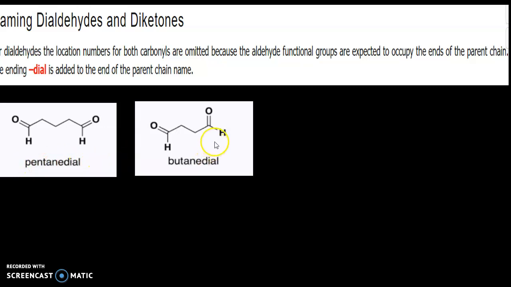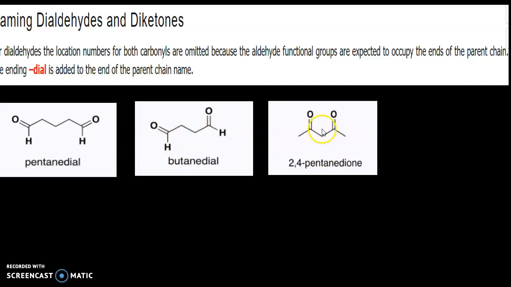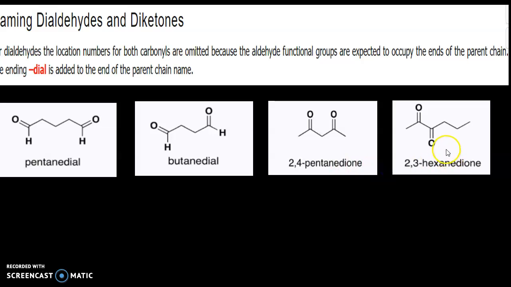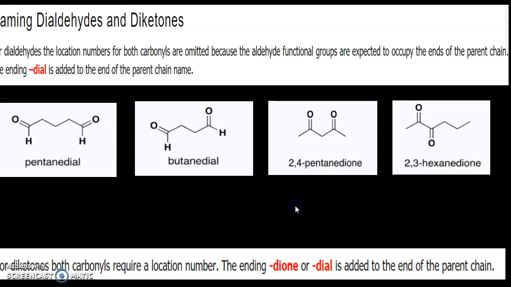Similarly, the name of this compound will be, 1, 2, 3, 4, butanedial. This will be 1, 2, 3, 4, 5, so 2,4-pentanedione. Okay, I think you are understanding this. Similarly, this will be 1, 2, 3, 4, 5, 6, so 2,3-hexanedione will be the name. So for diketones, both carbonyls require a location number. The ending dione or dial is added to the end of the parent chain. So you have to remember this. We have to give the numbers to the ketone substituents.